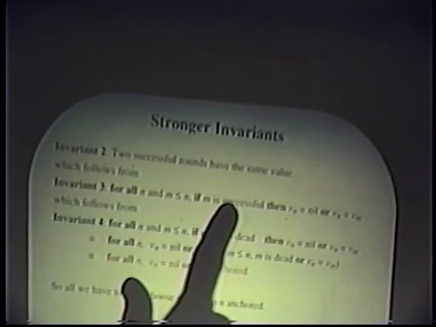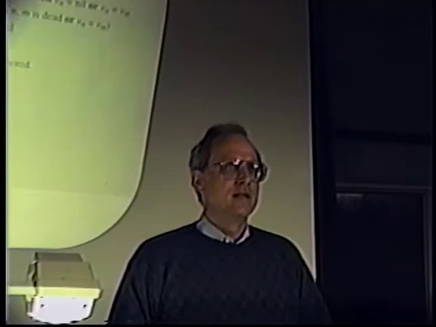OK, so now let's take our invariant 2, which I've rephrased slightly using the notation from the previous slide. The invariant we need to establish is that any two successful rounds have the same value. This follows from a slightly more complicated invariant, which says that if you have a round N and another round M that's less than N, then if M is successful, the later round has to have its value either nil or equal to M's value. So this invariant says any two successful rounds have the same value. This one says that if a round is successful, then any later round has to have the same value.